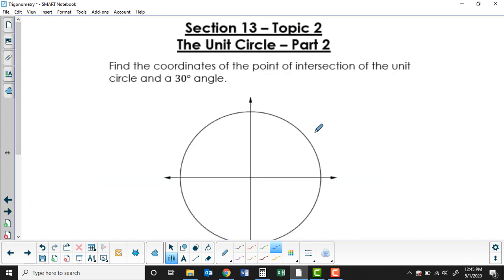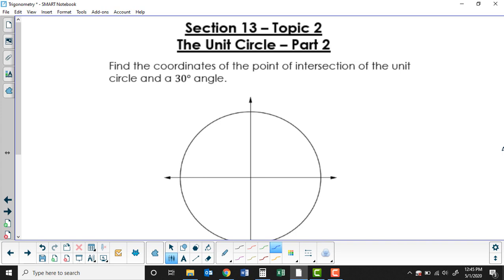Now, luckily, the second part of this, guys, is very, very fast. I think there's only 3 or 4 slides, plus we've already done all the review work from geometry, so we don't have to think about that. But it says, find the coordinates of the point of intersection of the unit circle and a 30-degree angle. Now, what they're asking us to do, it says find the coordinates.